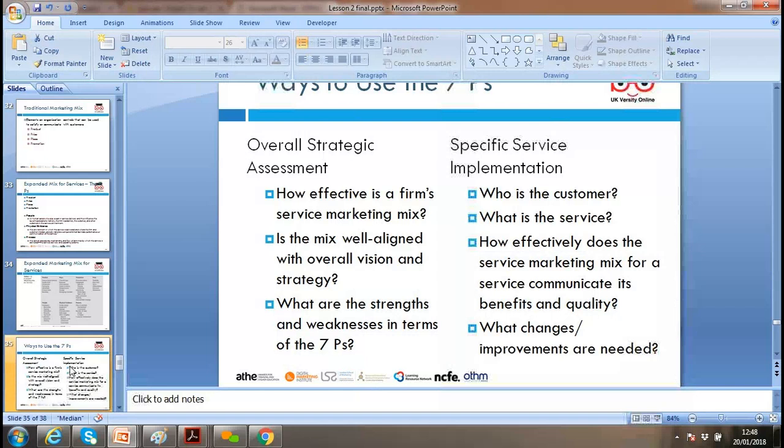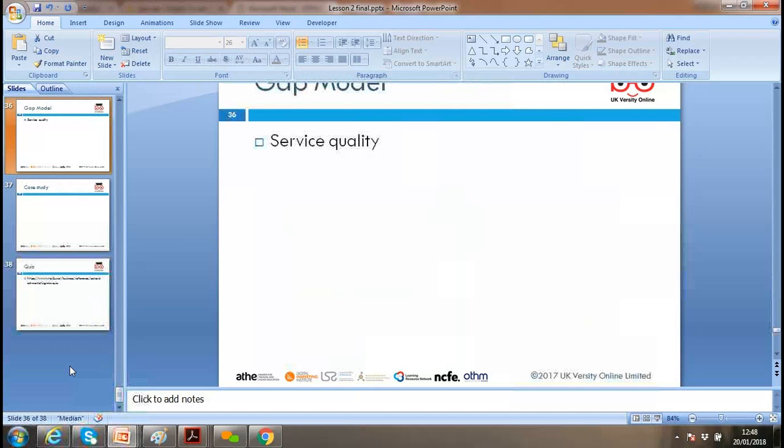Any question? No question. Okay. Then we have the service quality model.